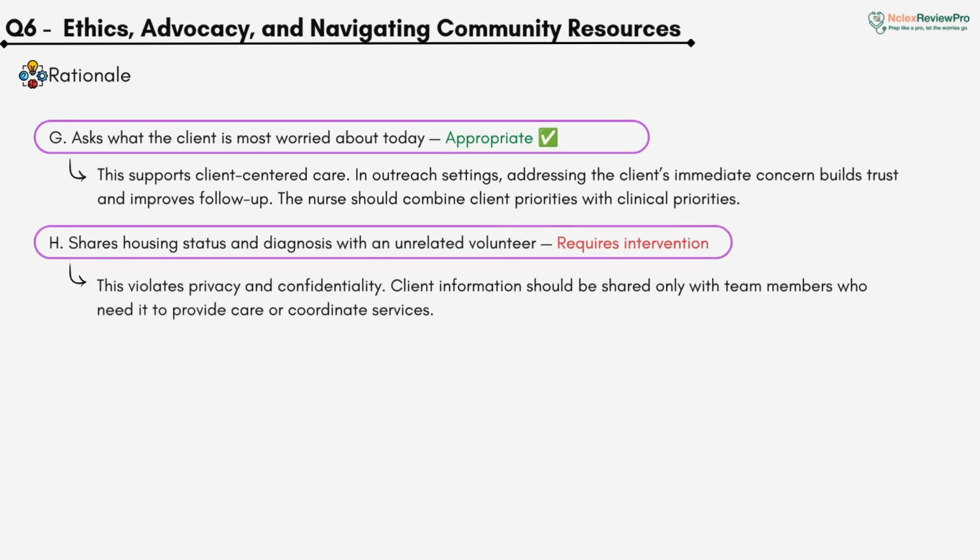Option H says the nurse shares a client's housing status and diagnosis with another volunteer who is not involved in the client's care. This requires intervention. This violates privacy and confidentiality. Client information should be shared only with team members who need that information to provide care or coordinate services.